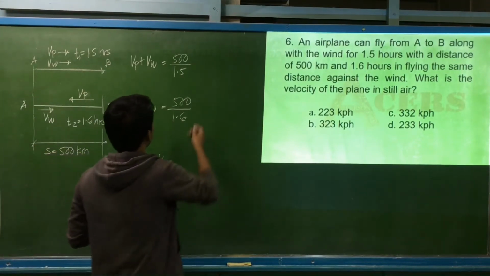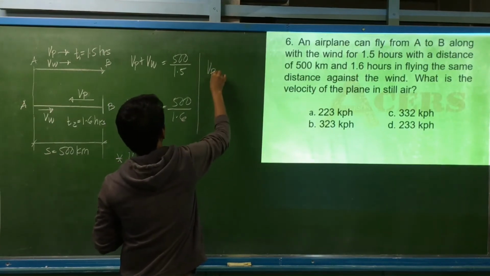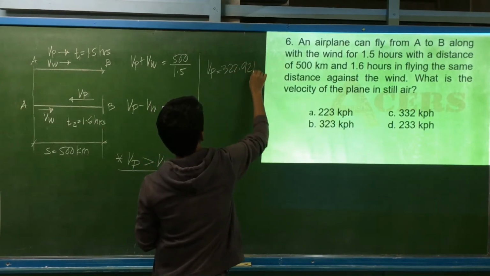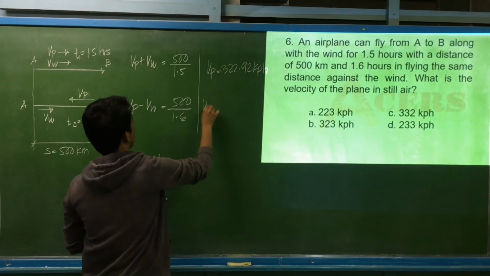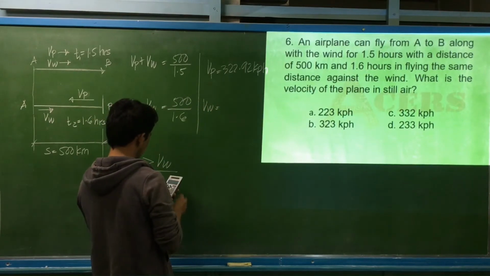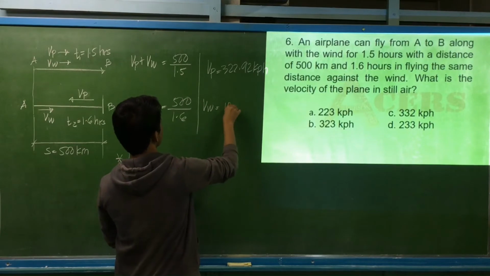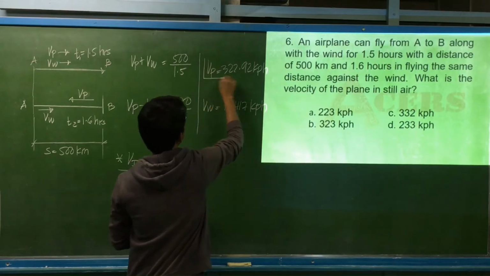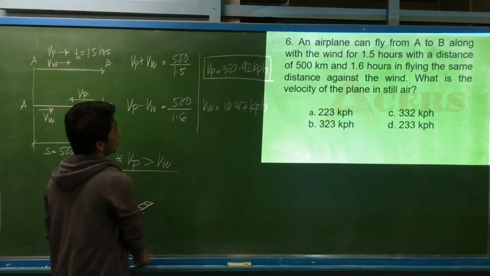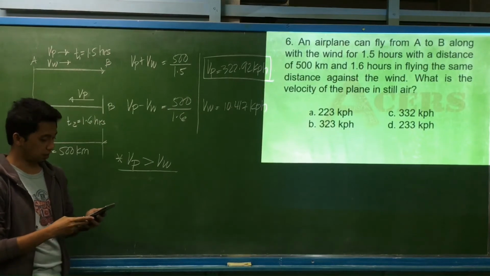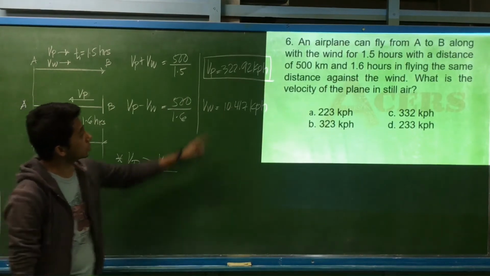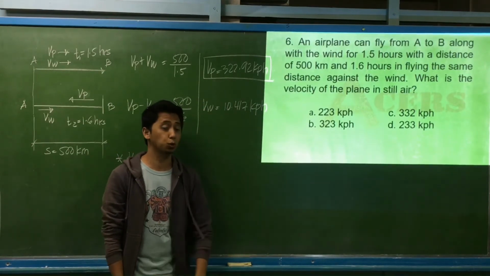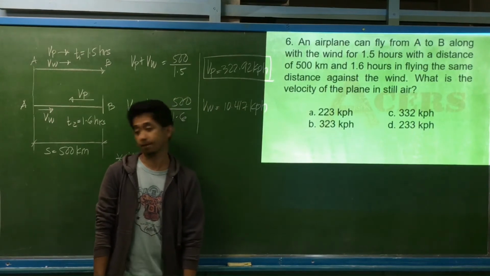So we have the velocity of the plane. Velocity of the plane is equal to 322.92 kilometers per hour. Then the velocity of the wind is equal to 10.417 kilometers per hour. So our answer is 322.92 kilometers per hour, that is the velocity of the plane. In our choices, we have 322.92, the closest value is 323 kilometers per hour, letter B.